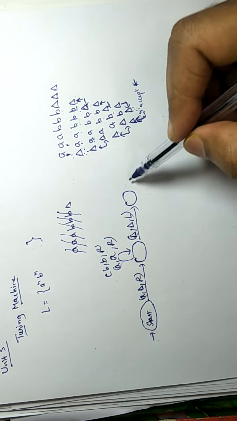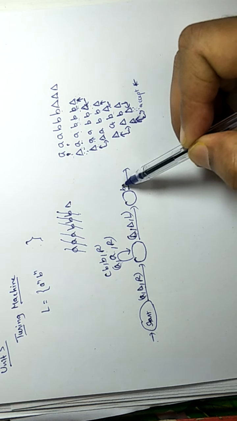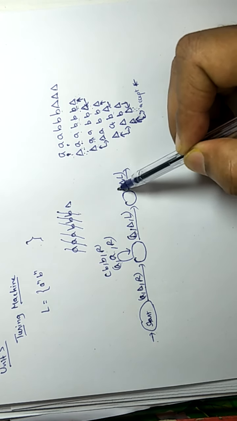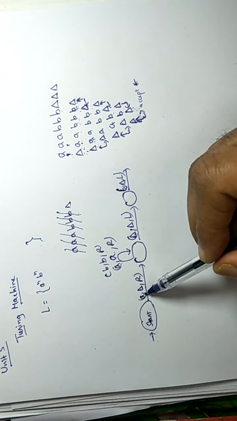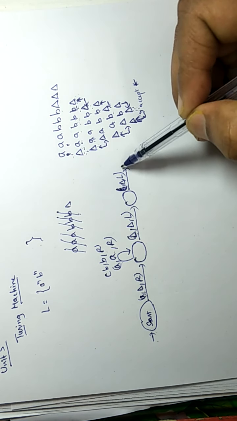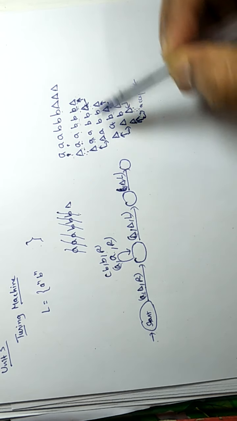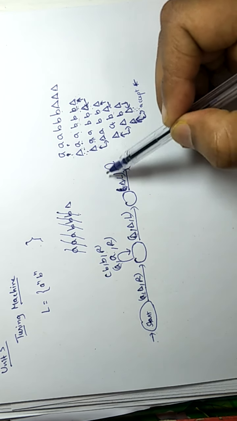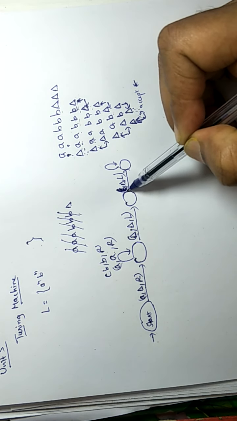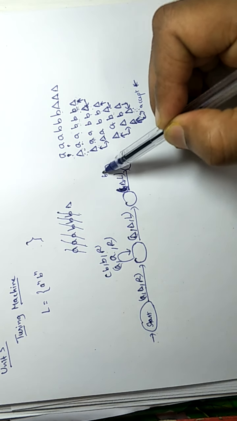Now we will get B here. We will convert this B into blank, and now we will move to the left. In this way we convert one A into blank and one B into blank. Now we have to move to the left till this blank. So we will get more B's. We will get, this is B. We will get more B's here.